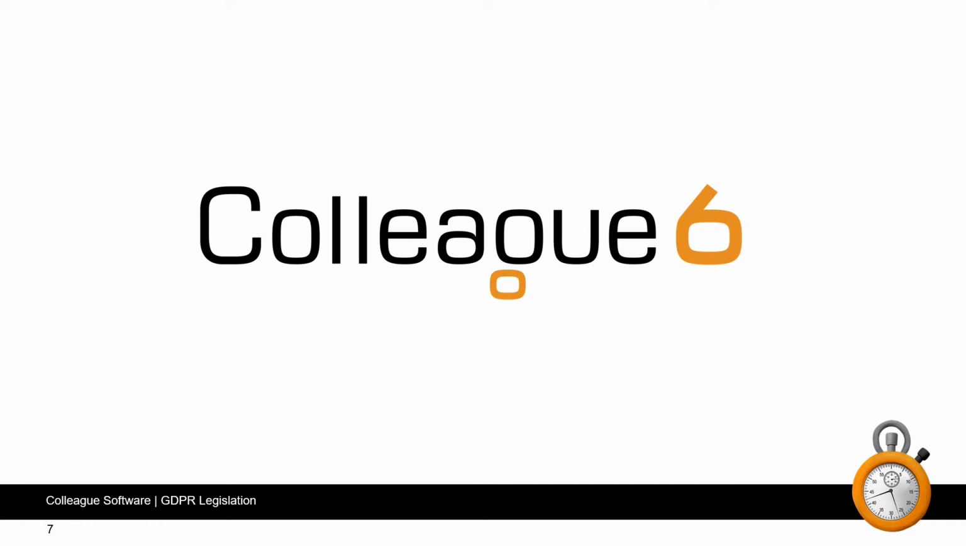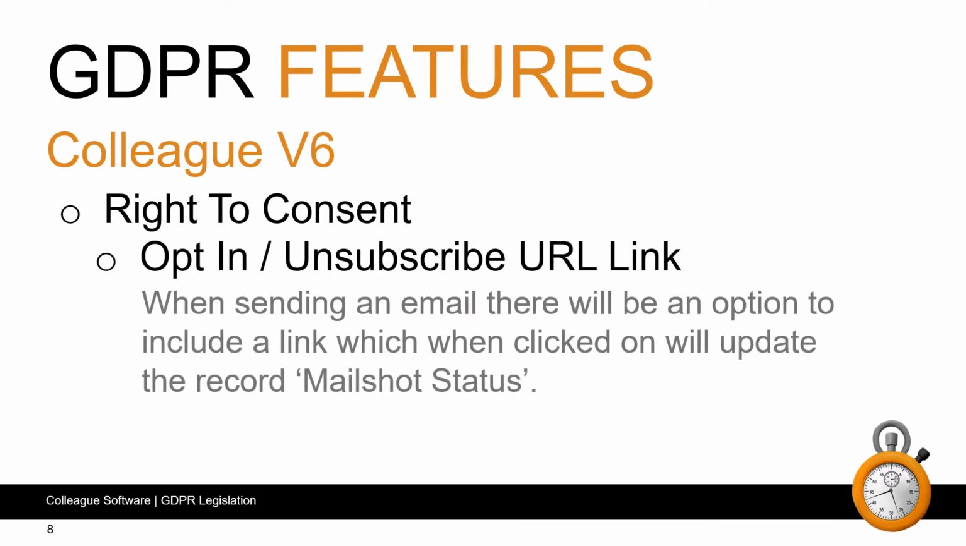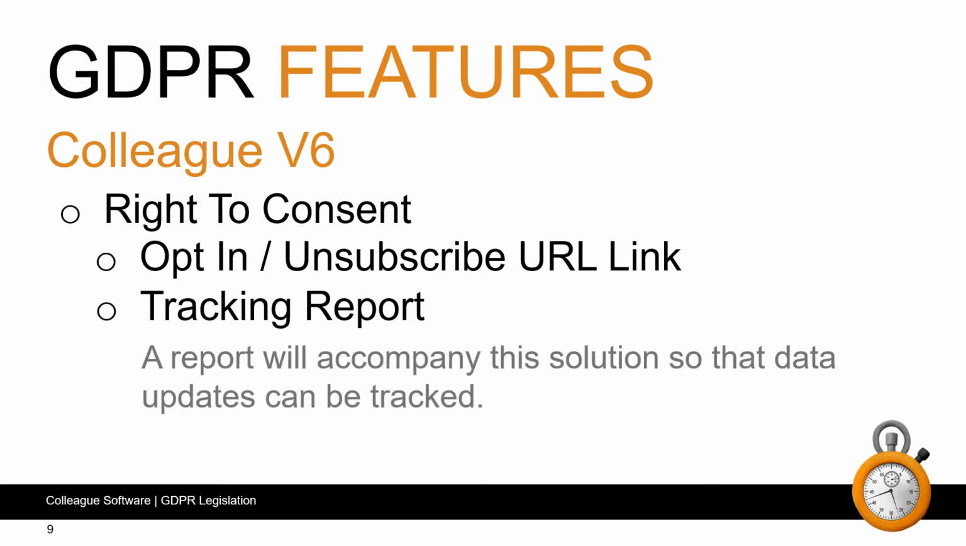We'll start with Colleague version 6. Under the right to consent, Colleague intends to build a hosted service on Microsoft Azure. This will facilitate a tracking mechanism for passing data to and from version 6 systems. The end result will be the option to email a candidate or contact with a link which will let the recipient specify whether they wish to remain on your system or be removed. A report and the necessary custom fields will accompany this solution so that data updates can be tracked.